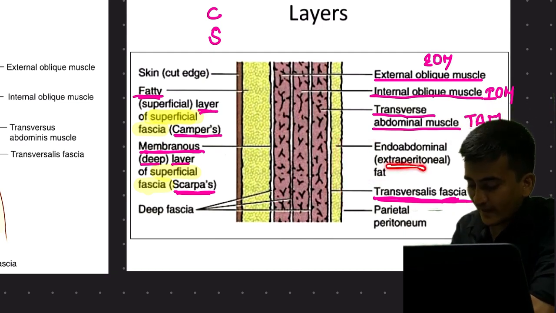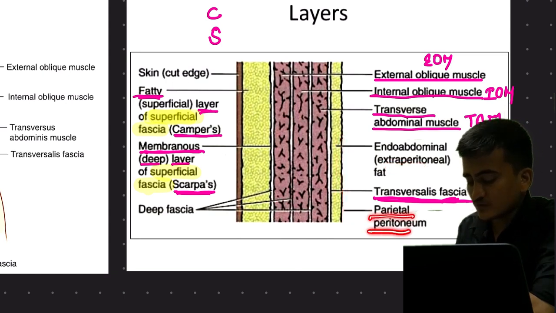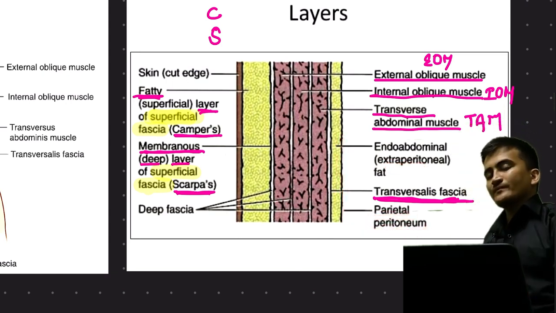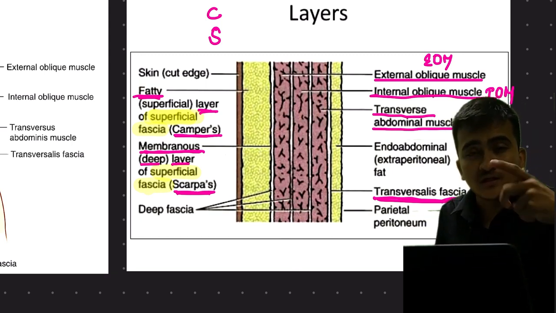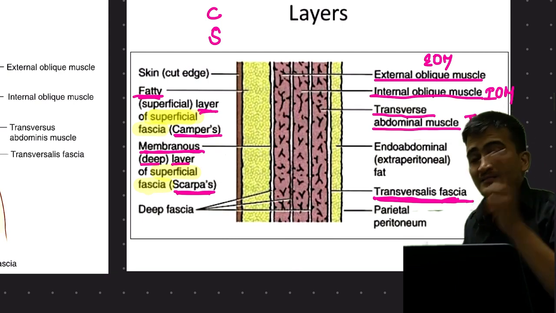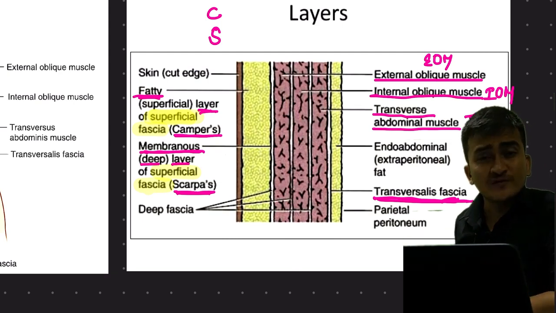Extraperitoneal fat, and under extraperitoneal fat we will find parietal peritoneum. So let us move from outside to inside. What is the outermost? The outermost is skin, and inside skin, what will we find? We will find superficial fascia.